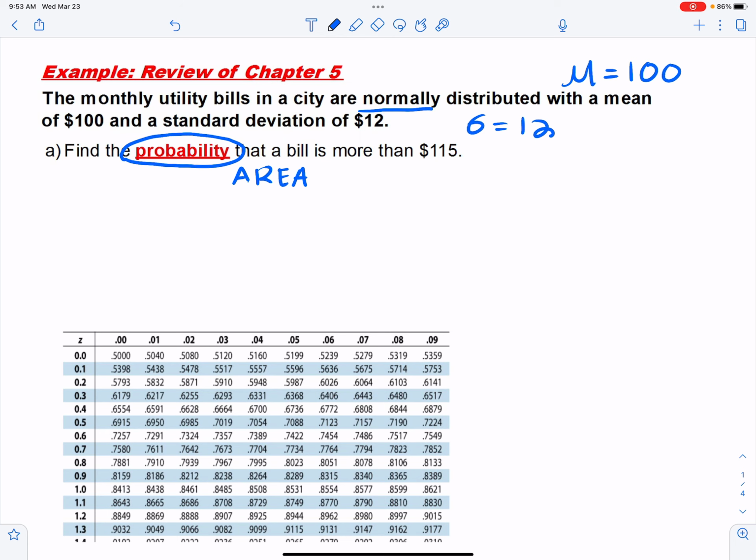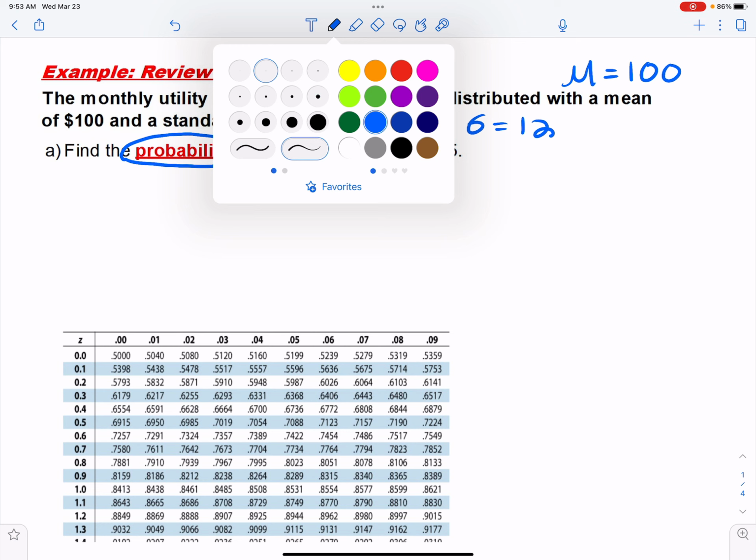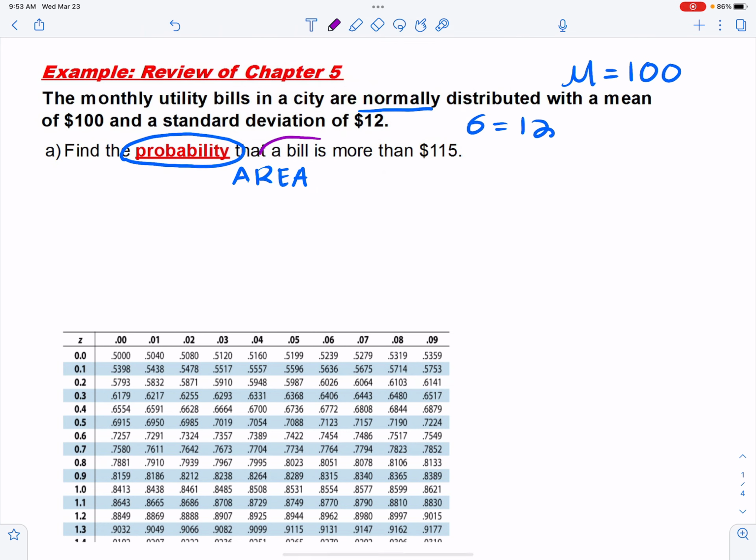Now, when I'm looking for the probability or the area under a curve, the next thing I want to do is make a note for myself as to whether I'm looking at one value, an individual bill, or a sample of values. We notice here we're looking at a bill, that's one individual value. So we're going to do this in terms of an individual value X. And the last thing I'm going to do is look at the direction of my area. Since we're going more than 115, I know I'm looking for an area to the right.